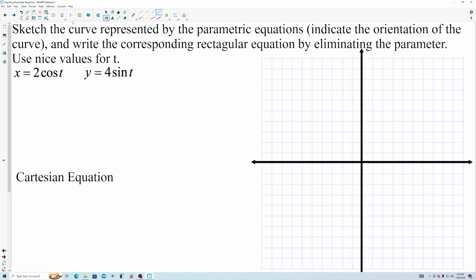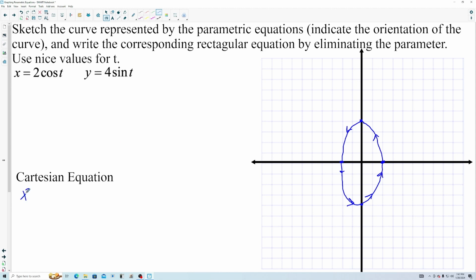Sketch the curve represented by the parametric equations, all that good stuff. X is cosine, y is sine. There's no negatives. There's nothing strange. 1, 2, no, 2 this way, and then 1, 2, 3, 4. 2 this way, 1, 2, 3, 4 down here. And it does start over here at 0 degrees. And now we have this ellipse, and it goes in a counterclockwise direction, like that.